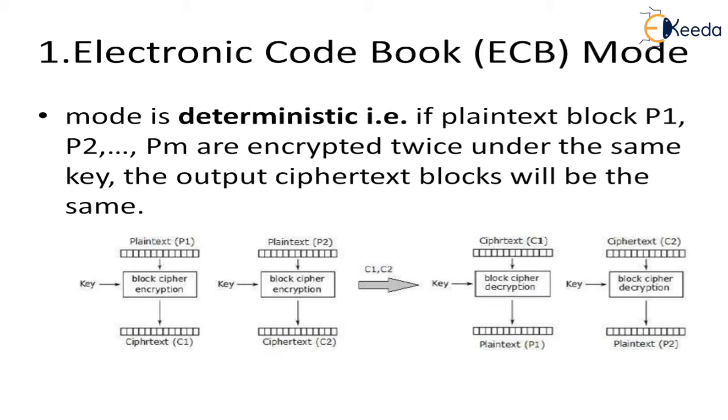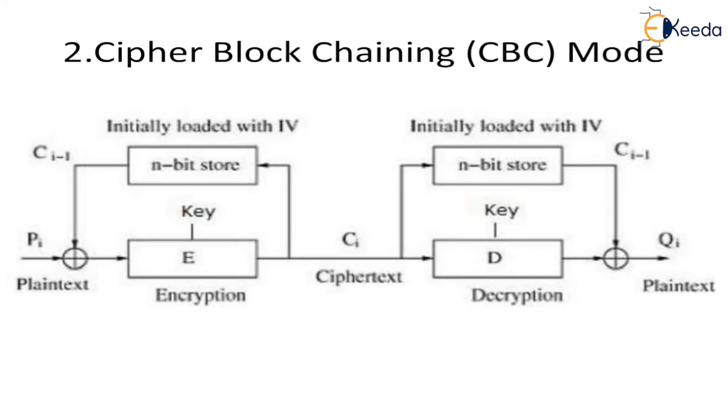Diagrammatically, we can represent the operation of this ECB mode like that. Plain text P1, P2 produce the ciphertext C1, C2 with the help of the key and the encryption algorithm. C1, C2 are transmitted to the receiver side, where they are processed by the decryption algorithm with the help of the key and produce the plain text P1 and P2. It's a very simple and traditional approach for block ciphering.